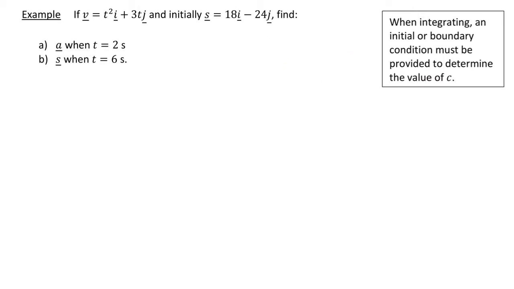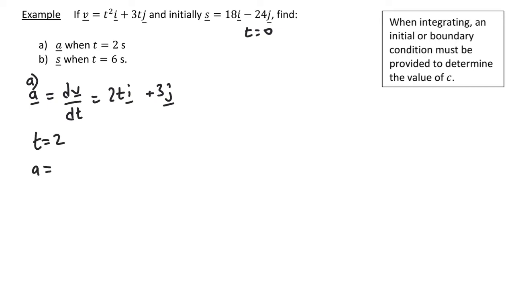Next example then, if v equals t squared i plus 3tj, and initially s is 18i minus 24j, and remember that's whenever t equals 0. So to get a, which is the rate of change of velocity, a is going to be dv by dt, which is going to be 2ti plus 3j. When t equals 2, a is going to be 4i plus 3j.